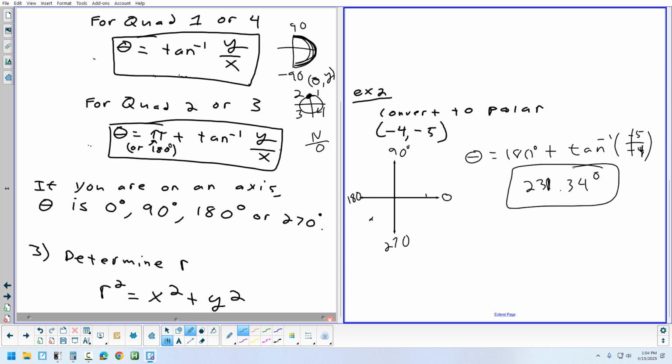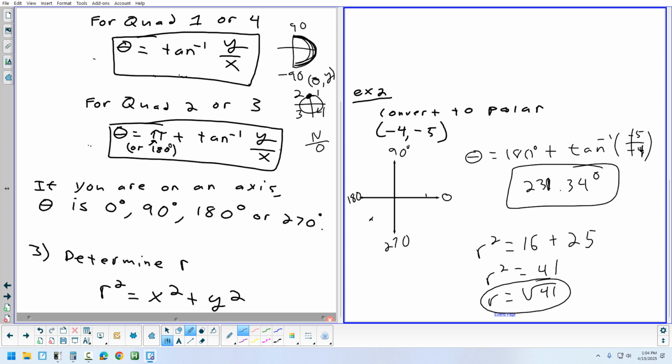And what's going to be the formula for the radius? R squared equals x squared plus y squared. R squared equals -4 squared, which is 16. And what's -5 squared? 25. And 16 plus 25 gives me how much? 41. And your last step to get rid of that exponent of 2: square root.